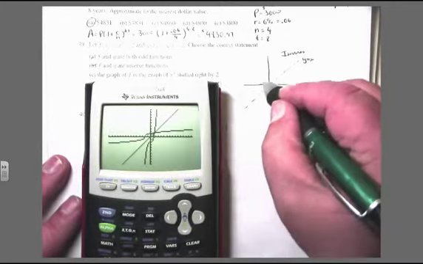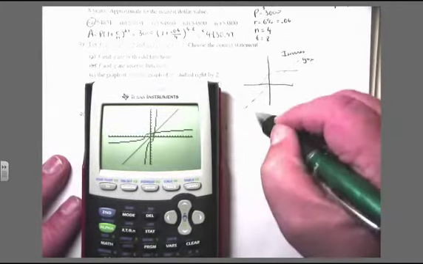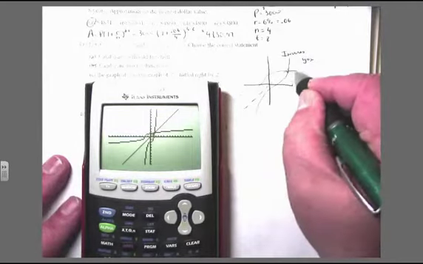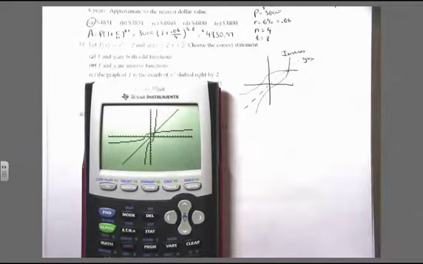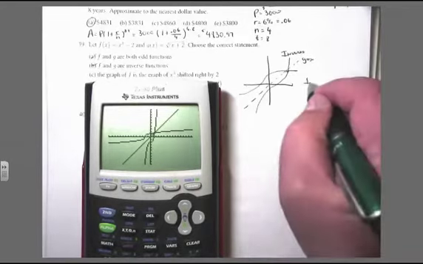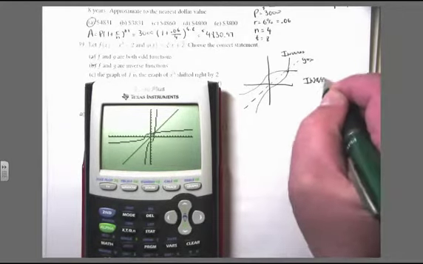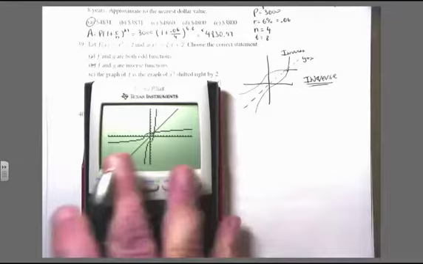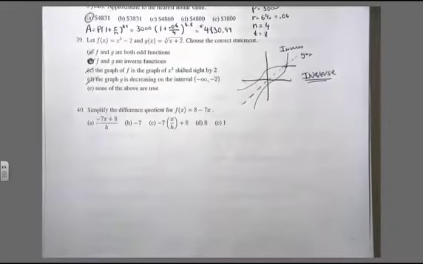So I've got this thing going on here, I got this thing going on here, and those are symmetric with respect to the line y equals x. These guys are inverses. One other thing to prove that they are inverses. So the answer on this problem is actually B. They're not shifted over, they're not decreasing, so either it is B or none of the above.